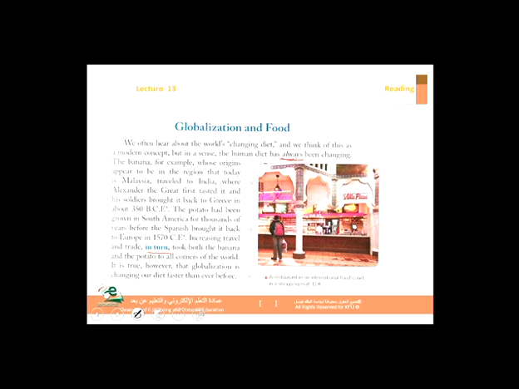We know that we can use italics to emphasize something, or if it's a strange or foreign word. In this case, what is it? It's emphasis. So that when we read it, we say, the human diet has always been changing. So we want to emphasize something. Okay? Let's move to the second paragraph.